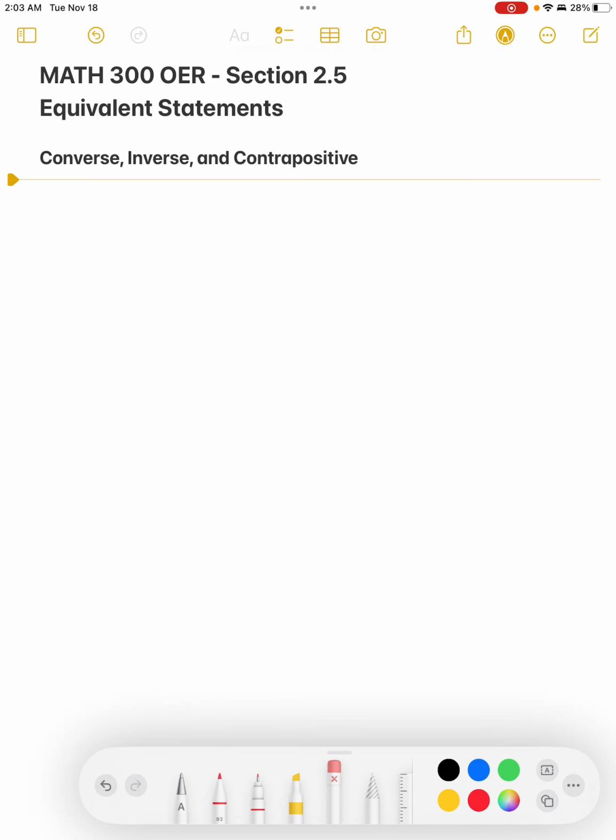Welcome to section 2.5. This section is entitled Equivalent Statements. As the section starts out, we're going to look at the concept of the converse, inverse, and contrapositive of the conditional statement. And then we'll talk more about what it means to be equivalent statements, all of which is going to be handled in the homework. And so let's first start out with what's underlined there, the converse, inverse, and contrapositive.